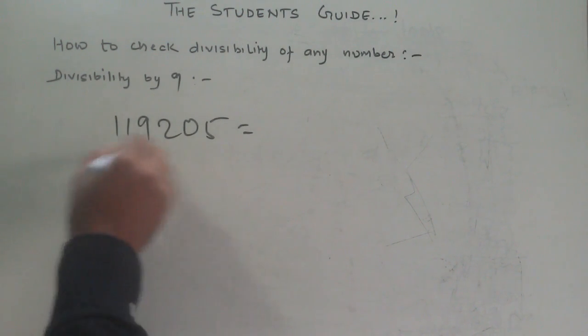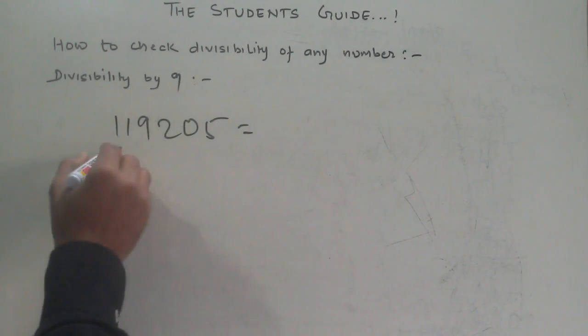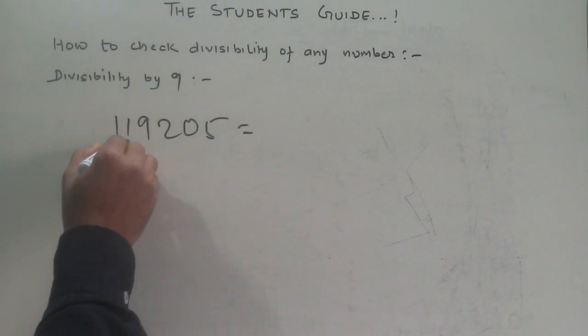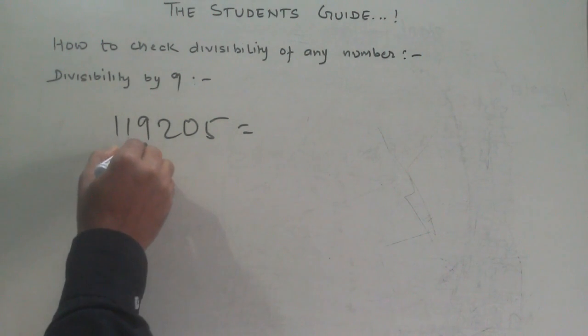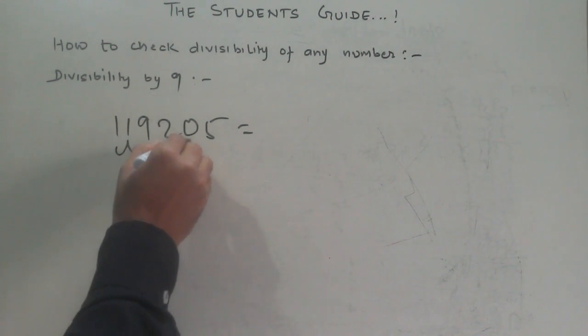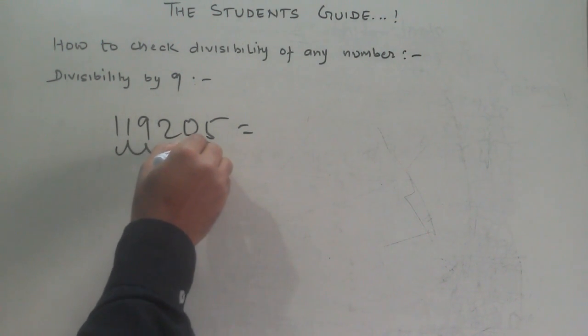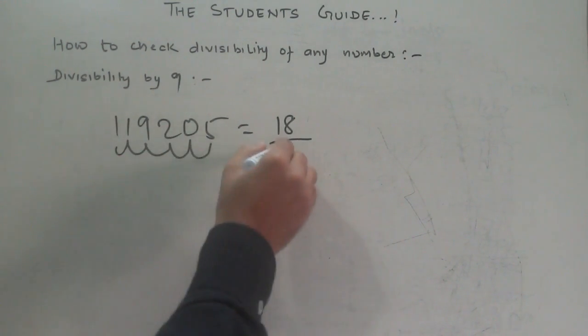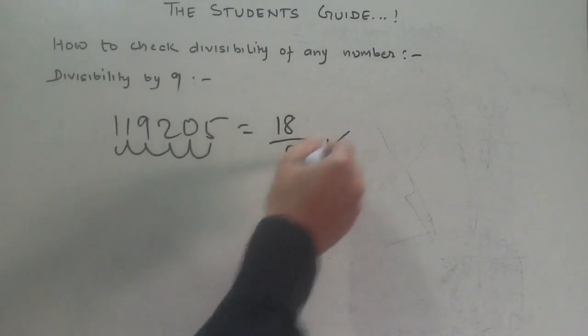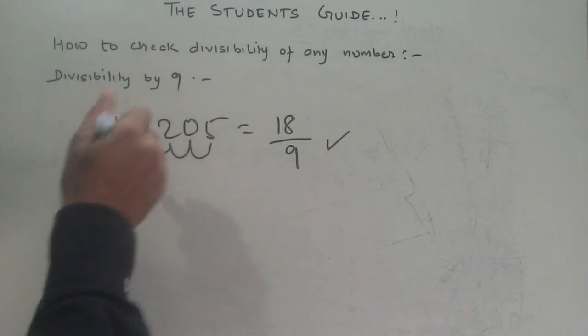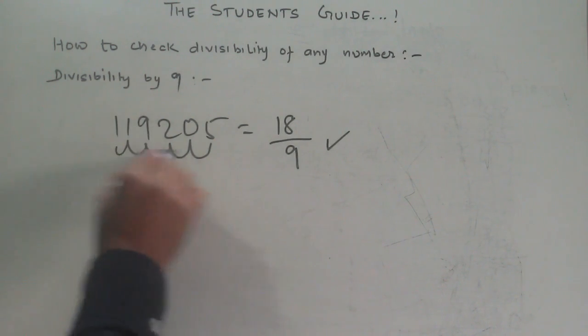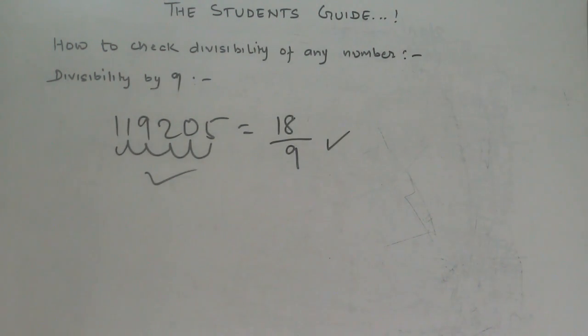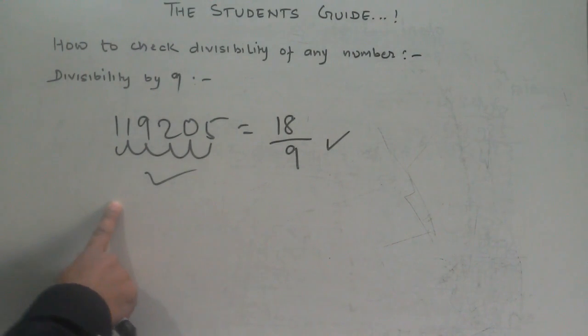So all you have to do is add all the digits. Okay, 1 plus 1 is 2, 2 plus 9 is 11, 11 plus 2 is 13, 13 plus 0 is 13, and 13 plus 5 is 18. Check this number, 18 is divisible by 9. Yes, 18 is divisible by 9. So this number will be divisible by 9. Okay, in this fashion we can find out if the number is divisible by 9 or not.